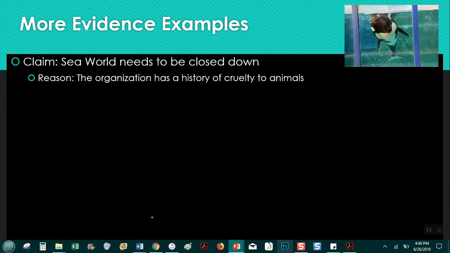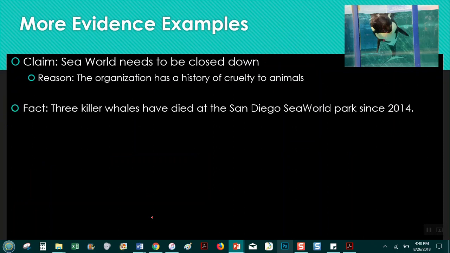Here's more evidence examples. Claim: SeaWorld needs to be closed down. My reason was the organization has a history of cruelty to animals. So let's see what pieces of evidence we could find for this. Here's a fact. Three killer whales have died at the San Diego SeaWorld Park since 2014. I don't have a citation there, so I'm not sure how accurate that fact is, but you could look it up maybe.